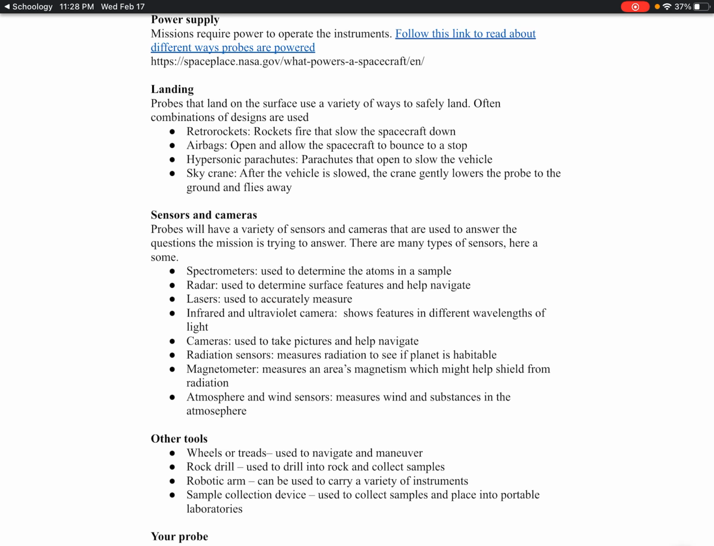So depending on what the question is or what the goal of the mission is, they will have different sensors and cameras on there. So you can kind of see, here's some examples. Yours might have more, or different ones. It just depends on what question you're trying to answer.